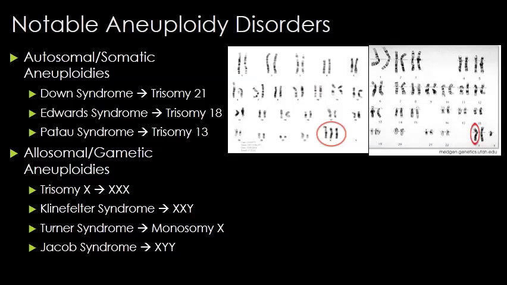Klinefelter syndrome is XXY. This will be a male that will be infertile. It's fairly underdiagnosed because the mild signs and symptoms are common here. They don't produce as much testosterone, delayed puberty, reduced facial hair, body hair, breast enlargement. The main problem here is going to be infertility.